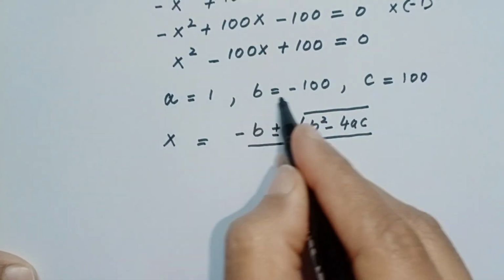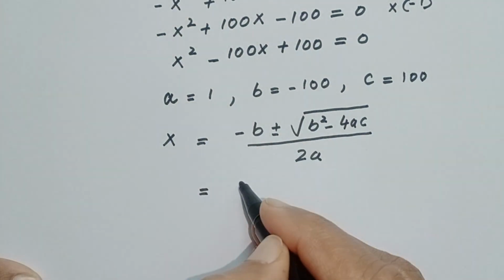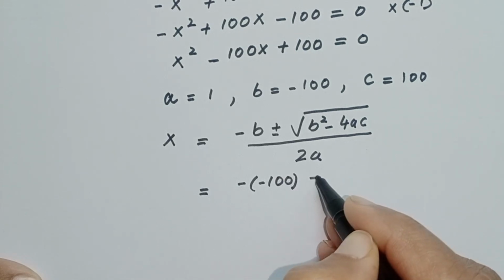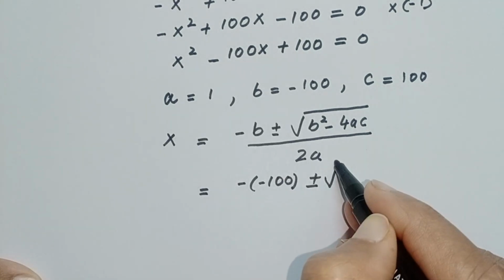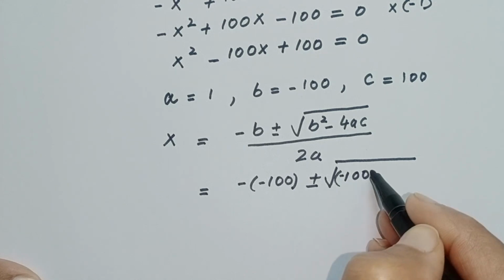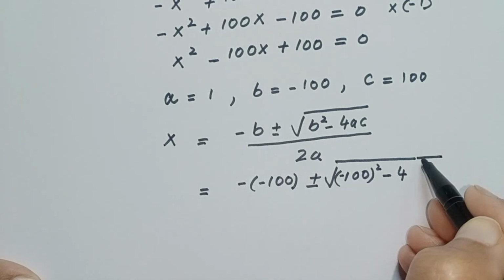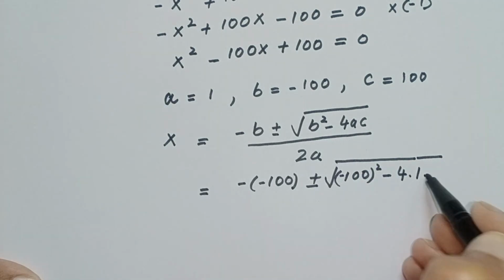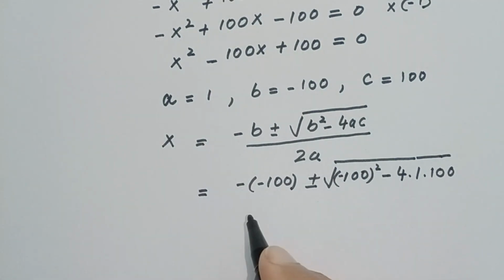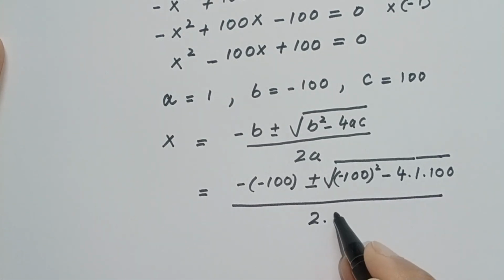Now plug in the values of a, b and c in the quadratic formula. So we will have minus minus 100 plus or minus square root minus 100 square minus 4 times 1 times 100, c is 100, over 2 times 1, a is 1.